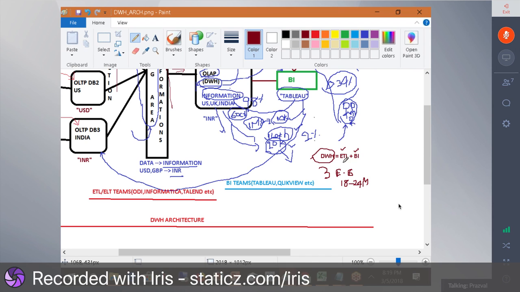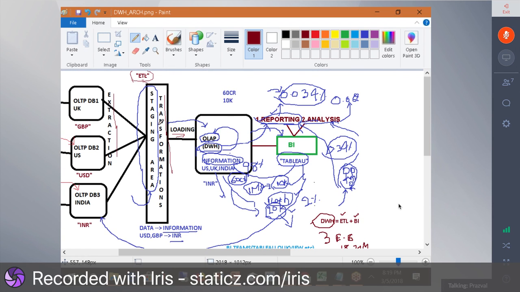So what about an ETL consultant? ETL consultant means your role is just to extract, transform, and load into the data warehouse. ETL consultants don't require BI. They don't do any BI work.